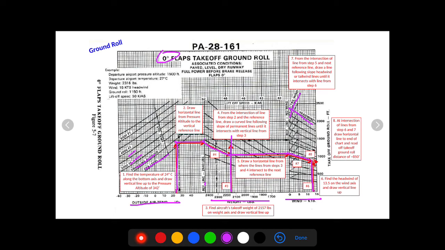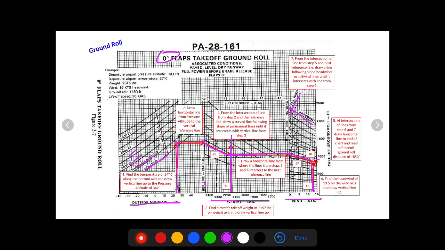And at that point, we're going to read off from these values our takeoff ground roll in feet. Okay, so our distance in feet. So each one of these is 50, and there's 10 of them. So we're up here on the 7th block. So that's 850 feet approximately of ground roll distance.